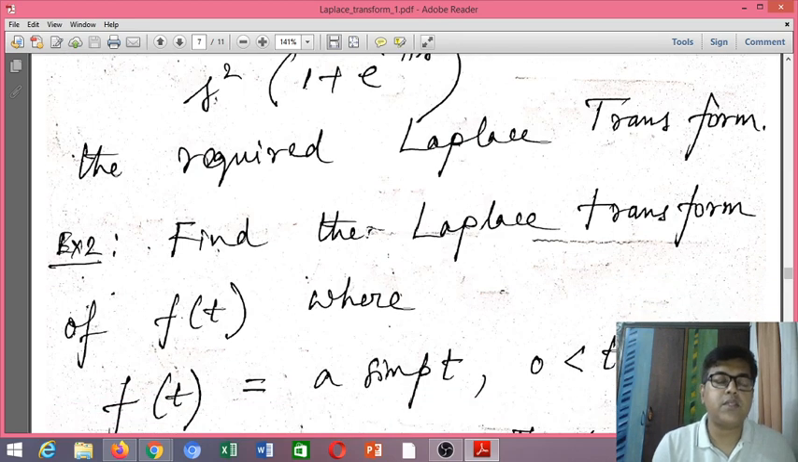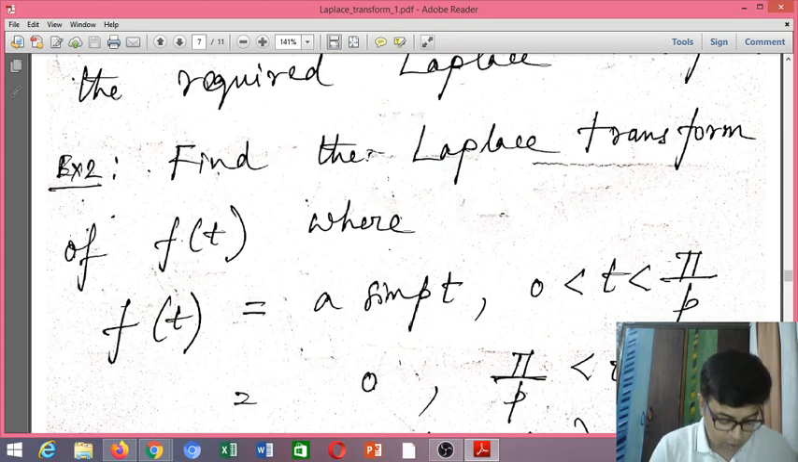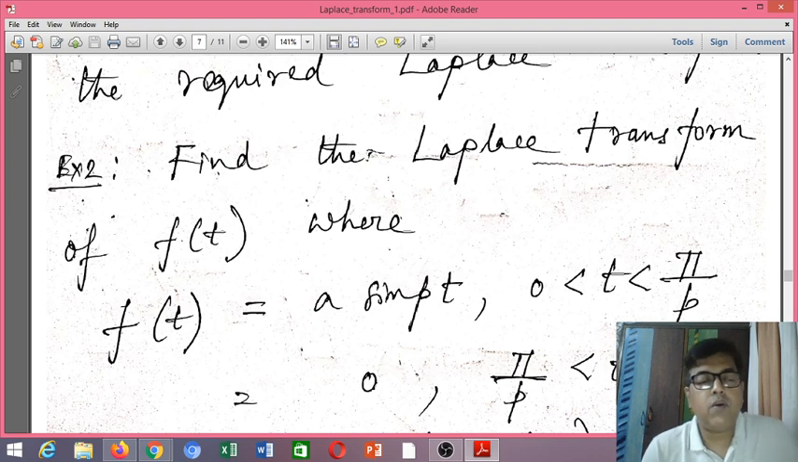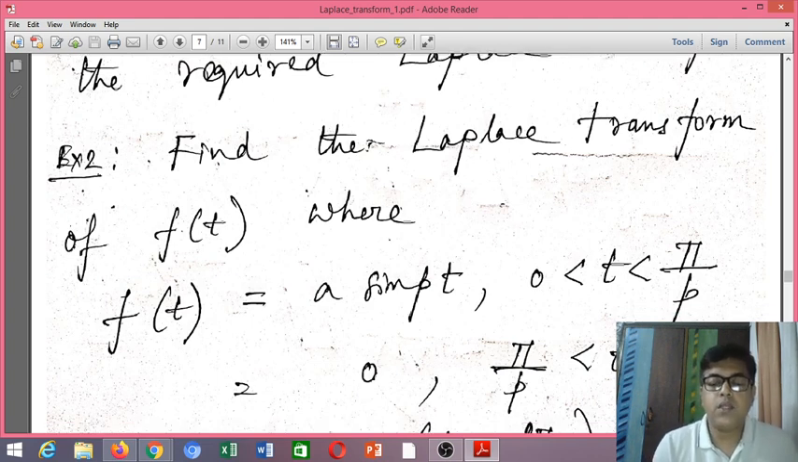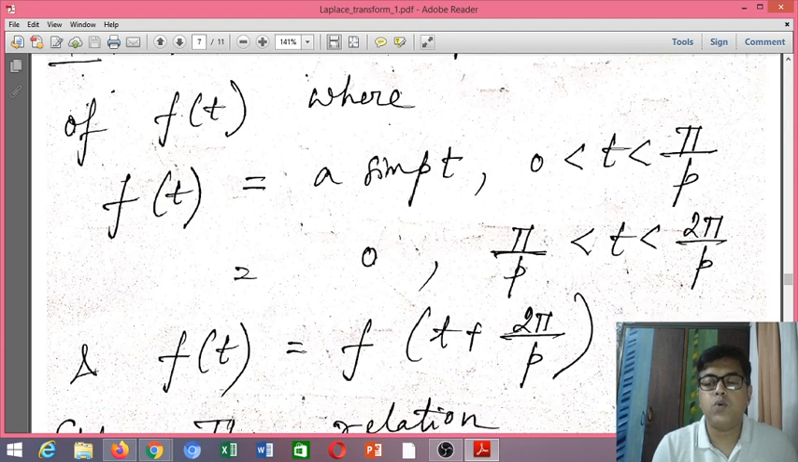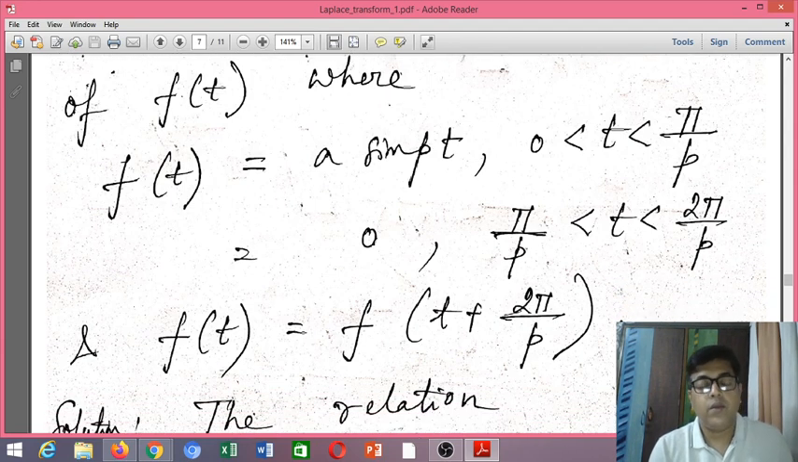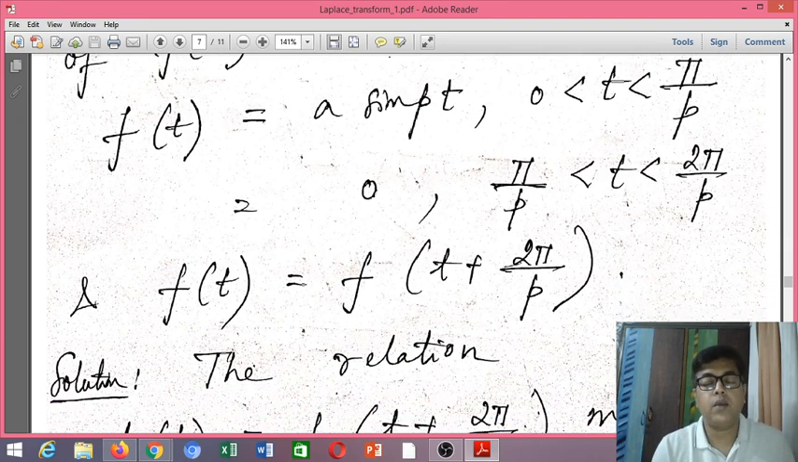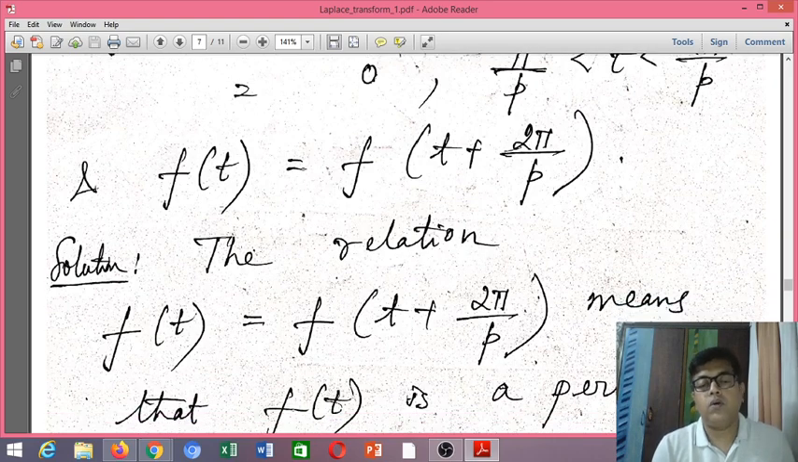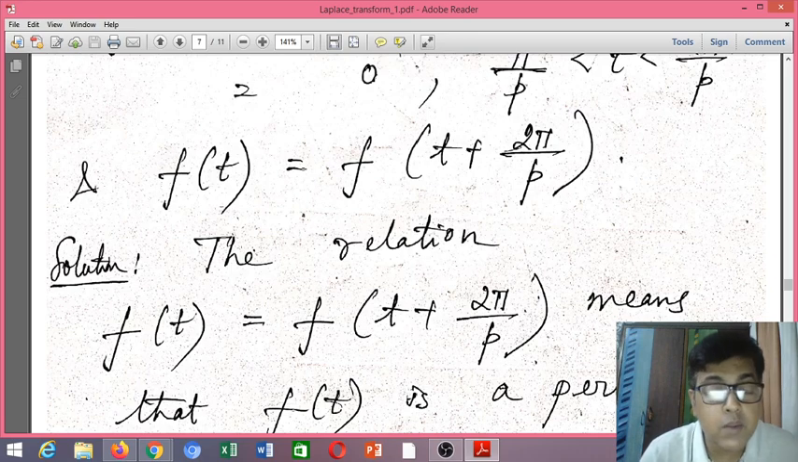Next is the second problem I am going to discuss: find the Laplace transform of f(t), where f(t) is equal to a sine pt, where 0 is less than t less than pi by p, and 0 when pi by p is less than t less than 2 pi by p. It's given that f(t) is equal to f(t plus 2 pi by p). So from the last statement in the problem, it is very clear that the function is a periodic function, the period being 2 pi by p.